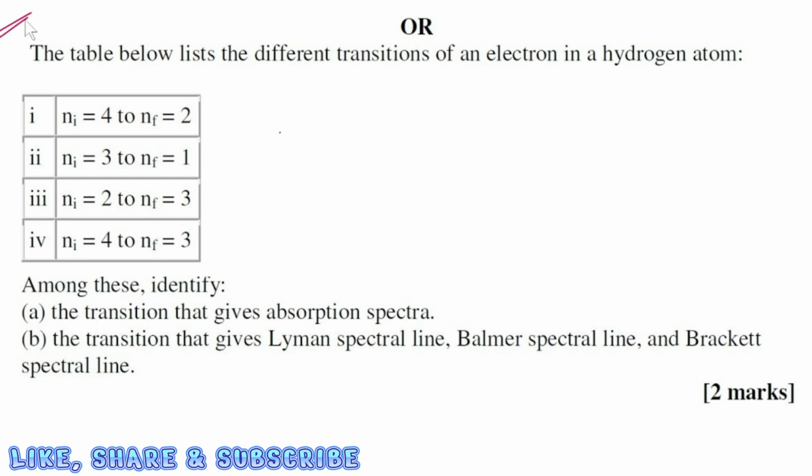It is the OR part of the second question. It has two parts, part A and part B. And by the construct of the question, it appears that part A is for half marks and part B is for 1.5 marks.